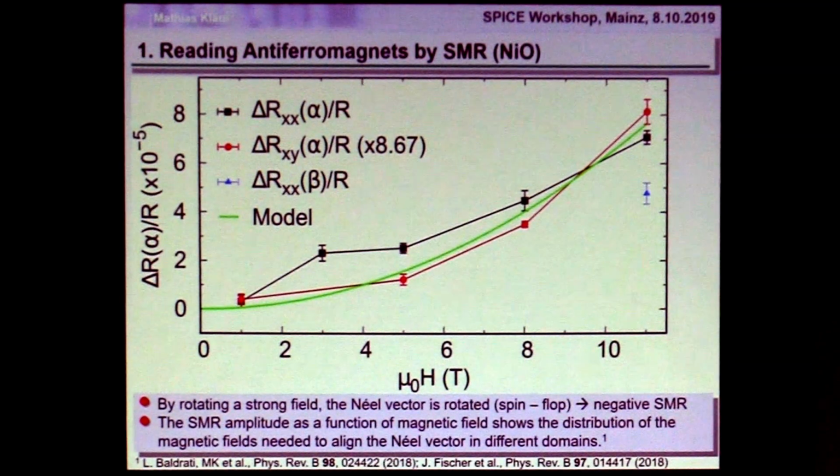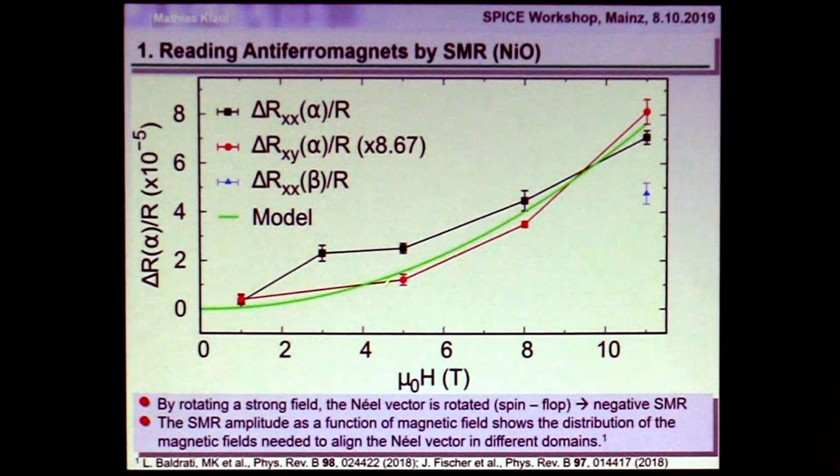What it tells you is that this is not a perfect crystal. So nickel oxide has some pinning. You don't actually rotate all the Néel vector. But there's a nice model put forward by Helen Gomonay and Jairo's group that could nicely reproduce the data that we had. So this is now the readout by electrical means.